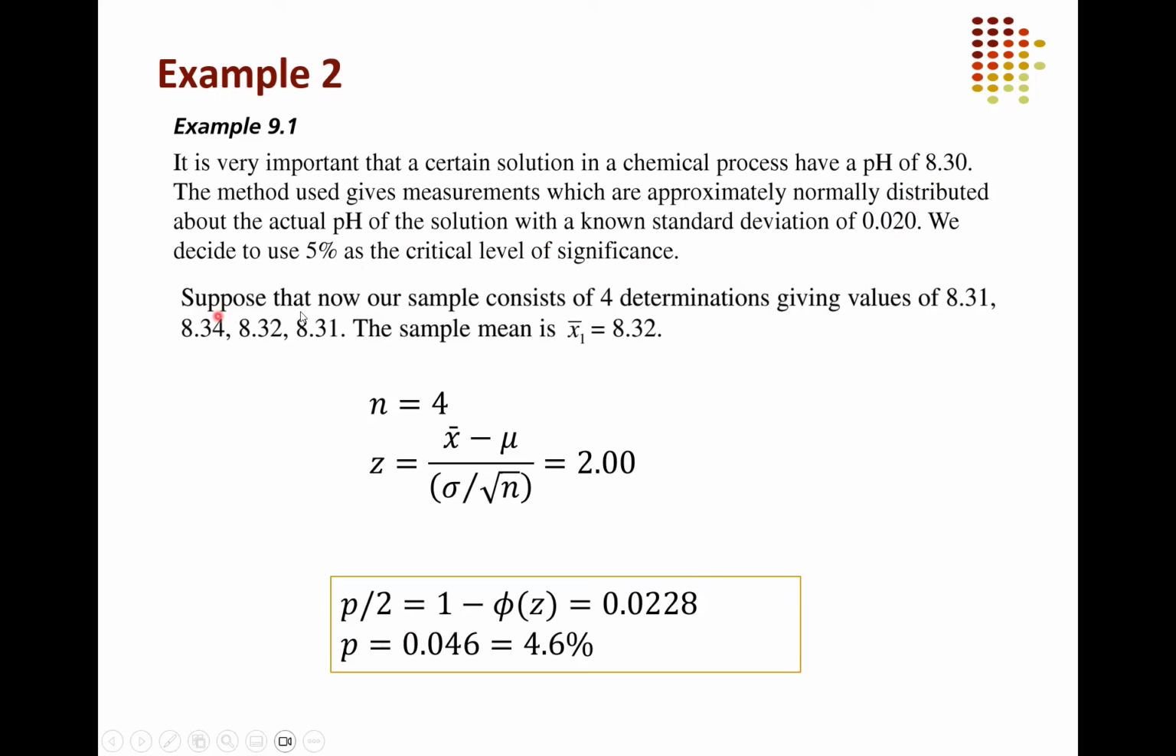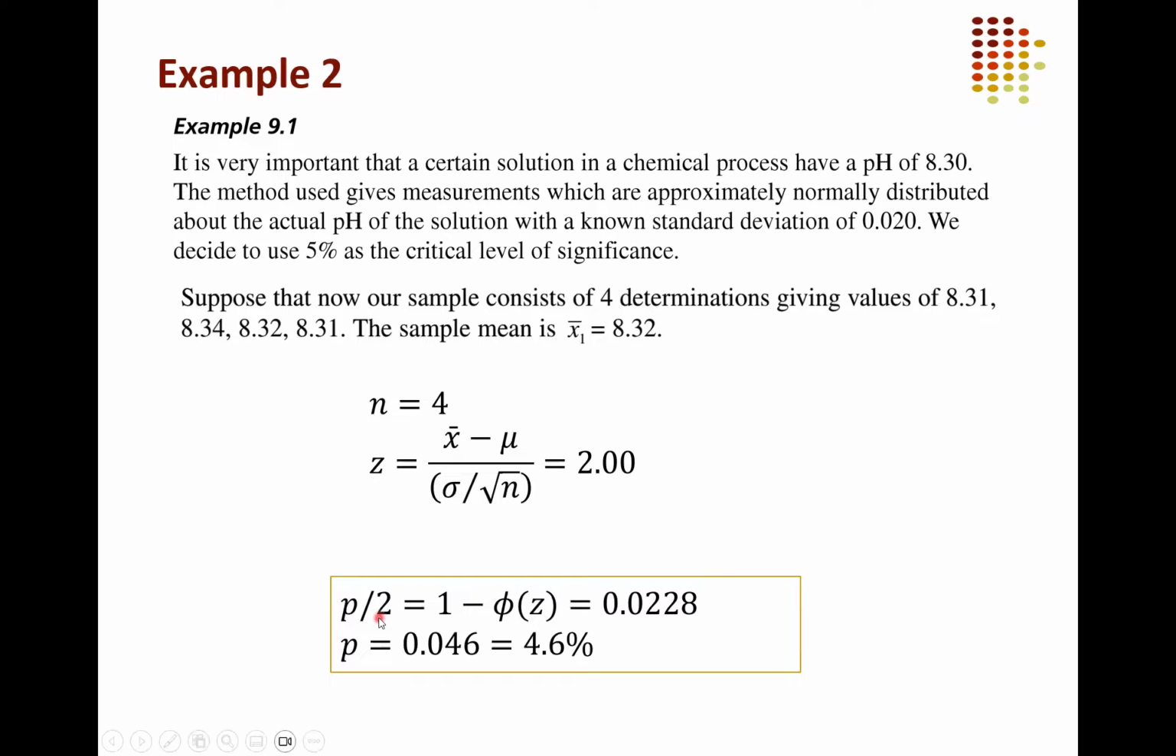Then suppose that our sample consists of 4 determinations giving these values. The sample mean is 8.32 with 4 measurements. So now we will calculate the z value, and instead of sigma, we will be using the standard deviation of the sample mean, which is sigma over square root of n. So the z value is 2.